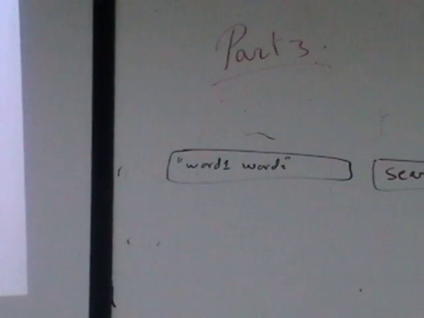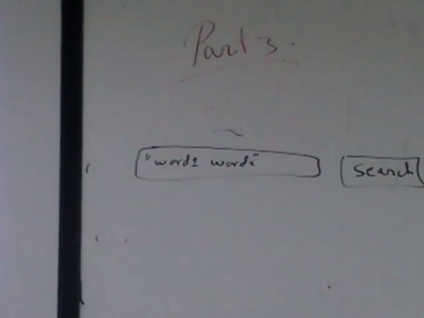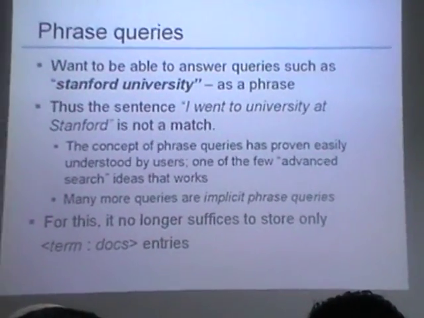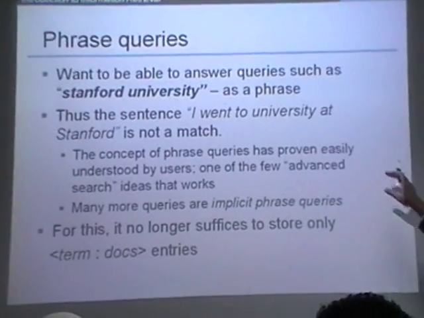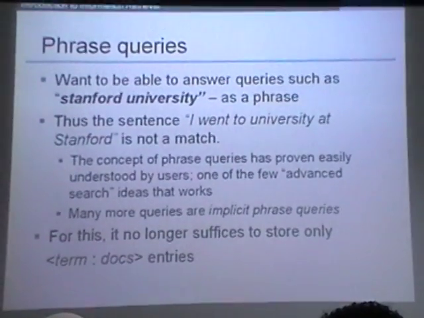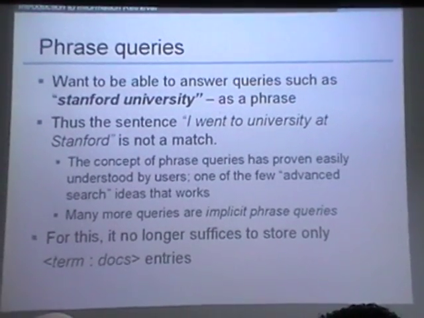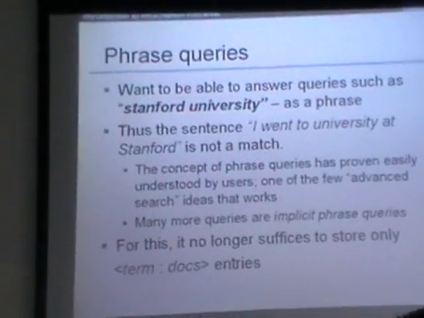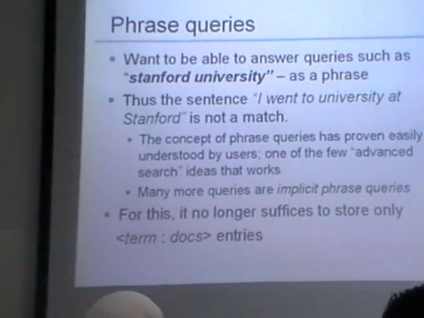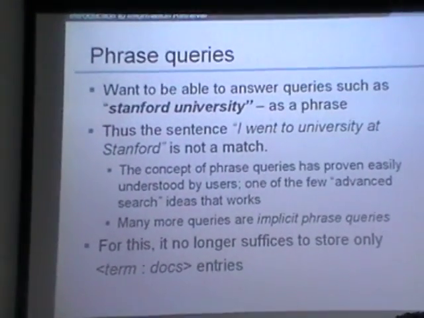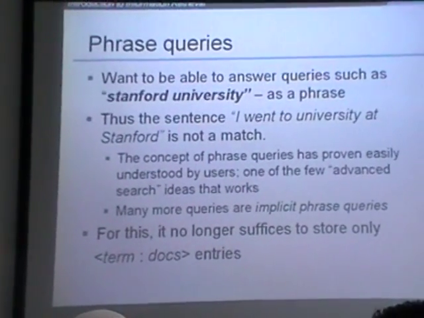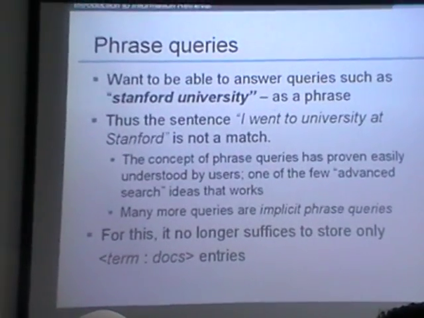We have an example there, Stanford University. That's one example of a phrase query. So this sentence here, "I went to university at Stanford," has the two words, university and Stanford, but this is not supposed to return any document. If the user is interested in the phrase Stanford University, a document that contains this sentence should not be returned as an answer to that query.